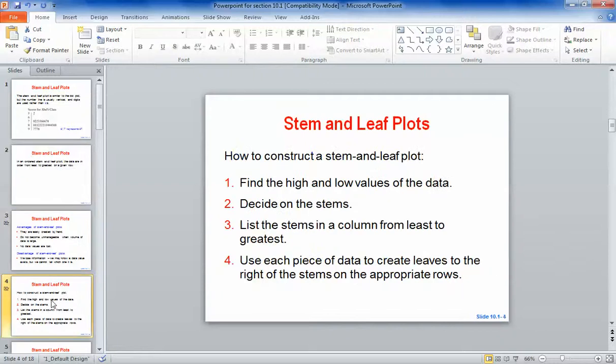I think there's too much here. How to construct a stem and leaf plot. Obviously, you always want to look for the highest and the lowest values of a data set. Decide on the stems. I always say go by tens. That usually works pretty well. You can list your stems in a column from least to greatest, and then use each piece of data to create your leaves. That's pretty much what we've done already.